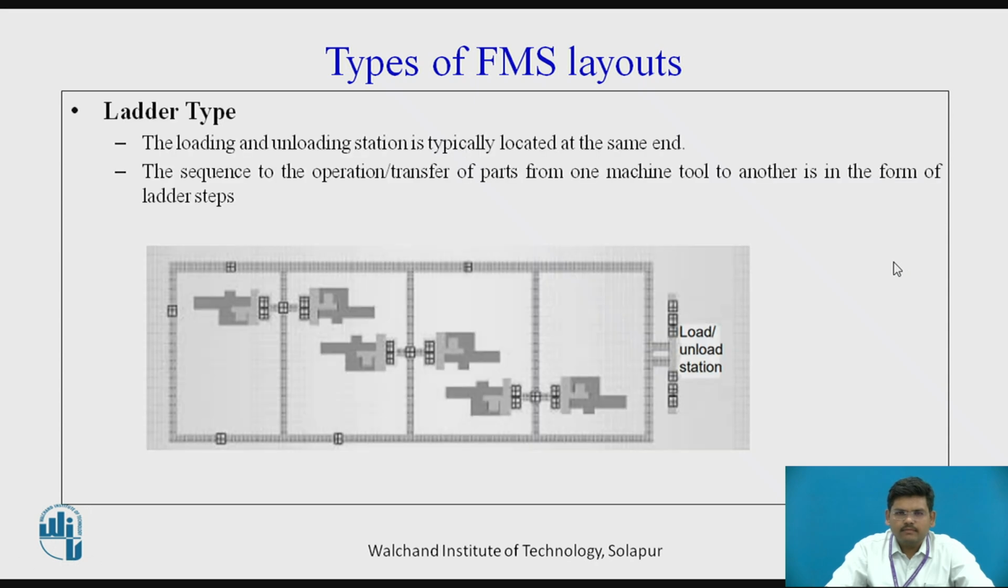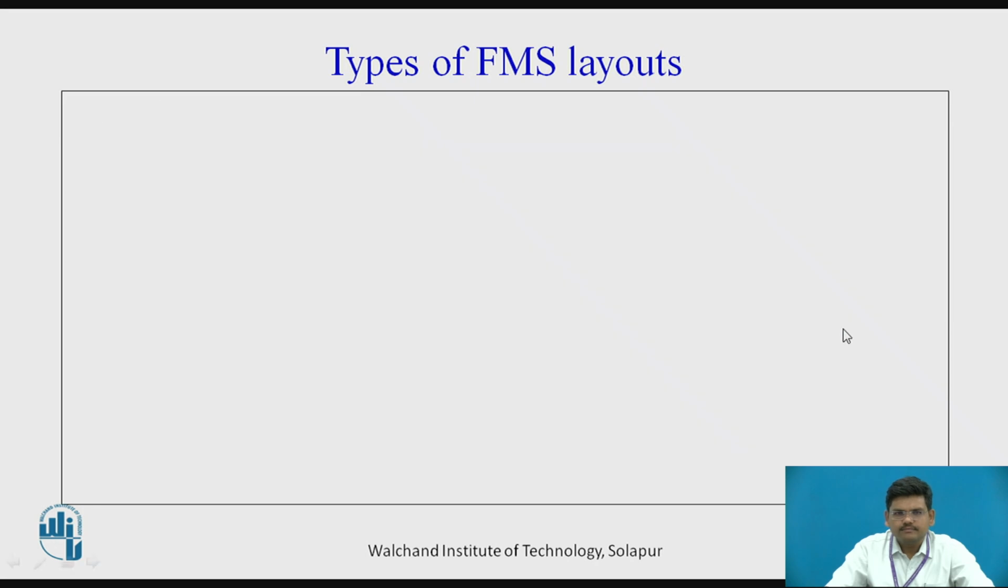Then ladder type. Here the loading and unloading stations are on the same side. Here the movement of jobs is in the form of a ladder. It may start from this, move on to this, then to this, then this, and then it will move to the unloading station. So the movement of the job is in the form of a ladder.